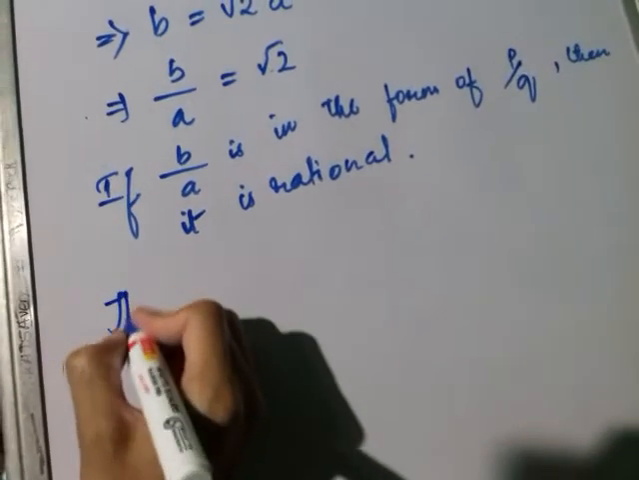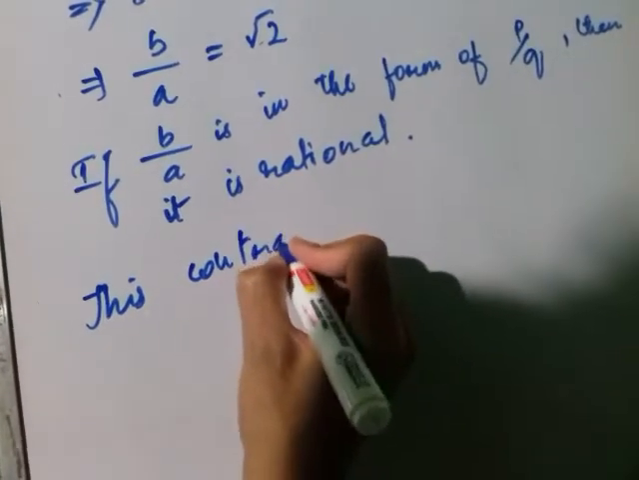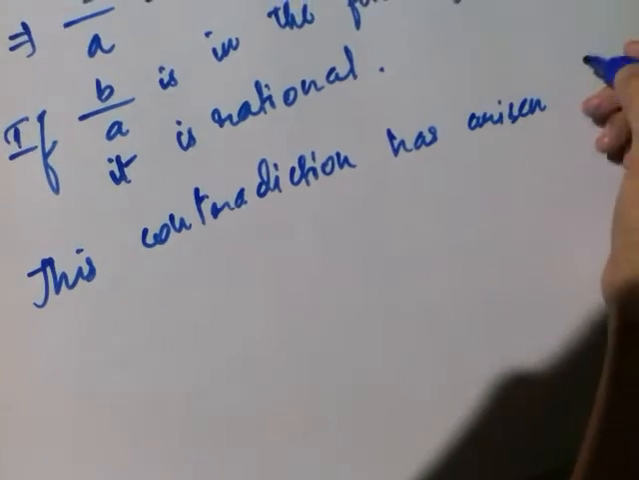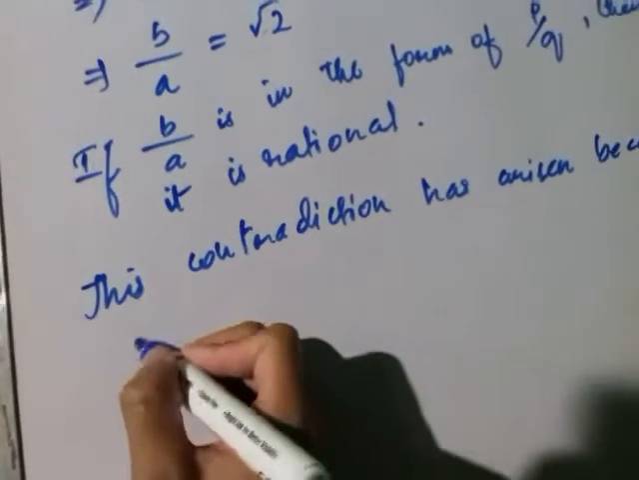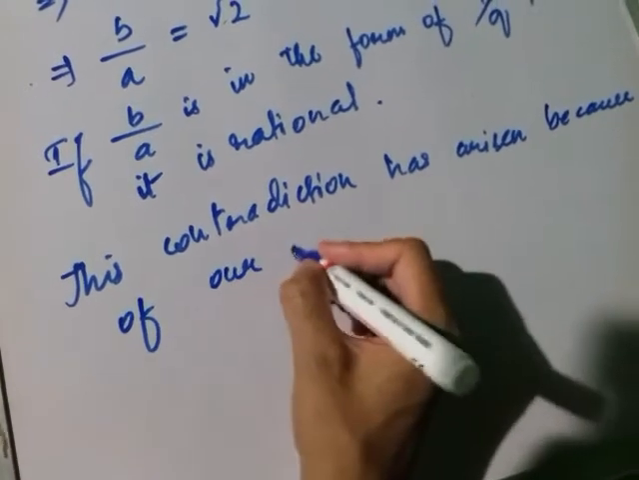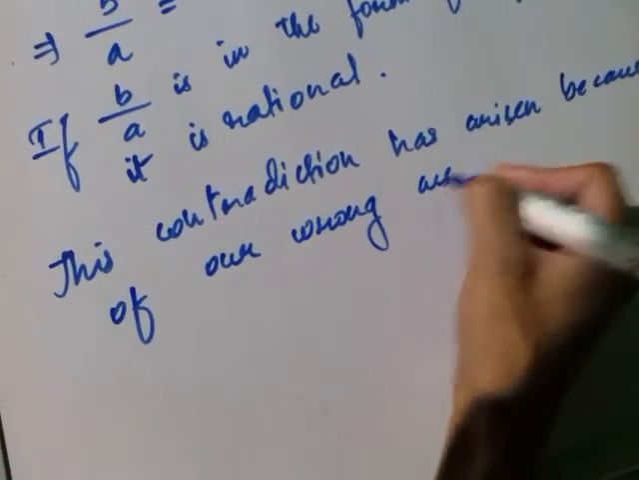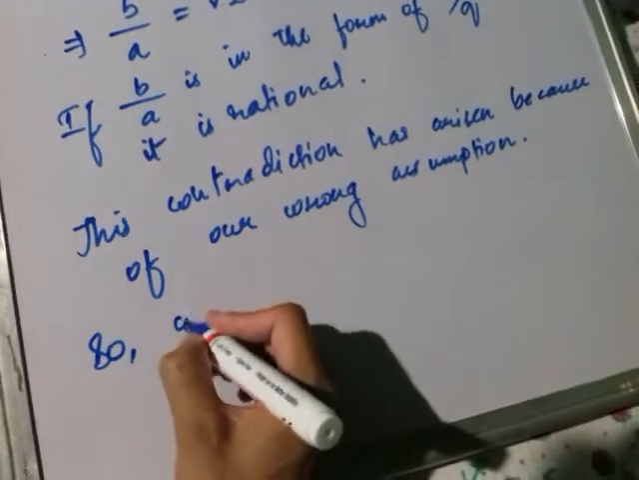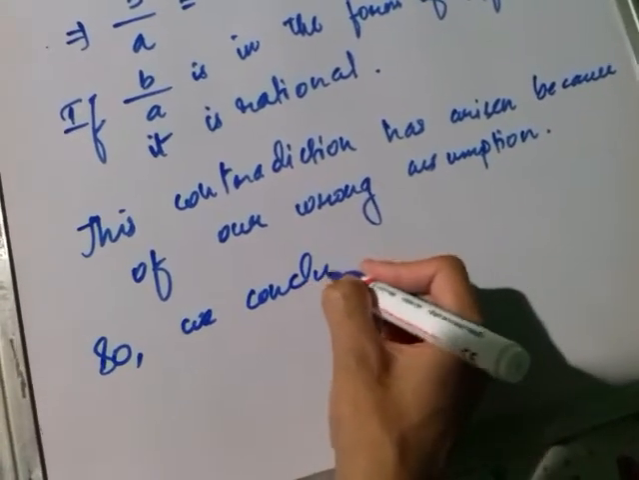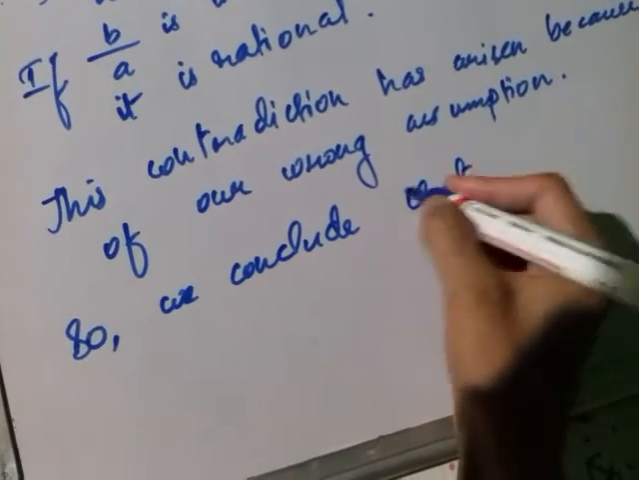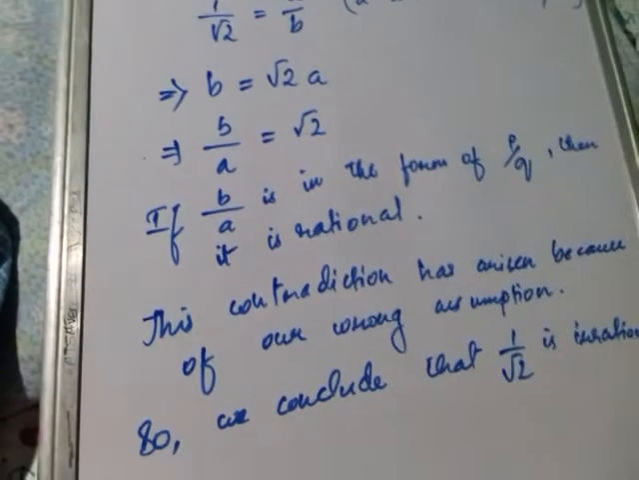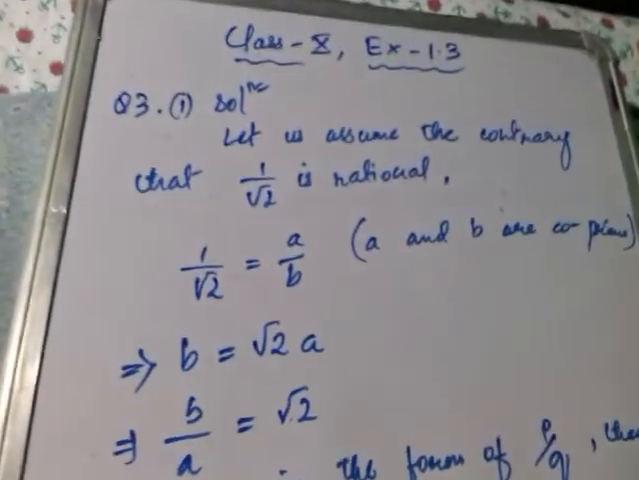Okay, so you can write here this contradiction, you will write again. Okay, this contradiction has arisen because of our wrong assumption. Okay, our wrong assumption. So we can conclude, you will write: we conclude that 1 by root 2 is irrational. Okay, so we have already assumed that it is rational in the beginning.